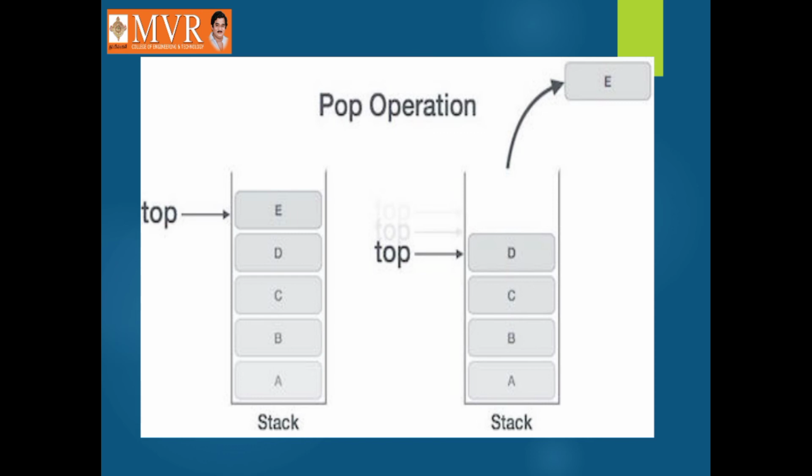And now in the next figure, the second figure shows you that the element E is being deleted and the top pointer is decremented and pointing towards D. Okay, this is the pop operation or deletion operation on the stack using arrays.